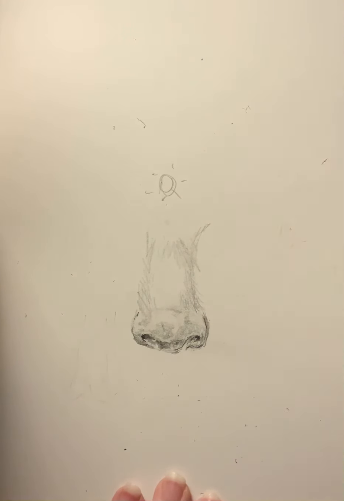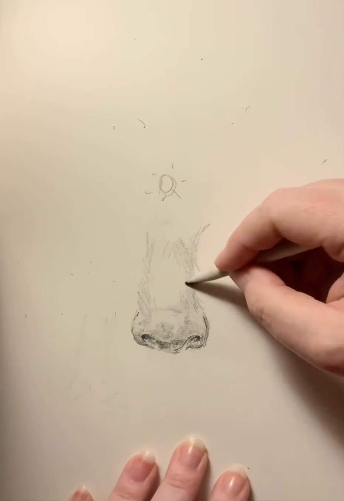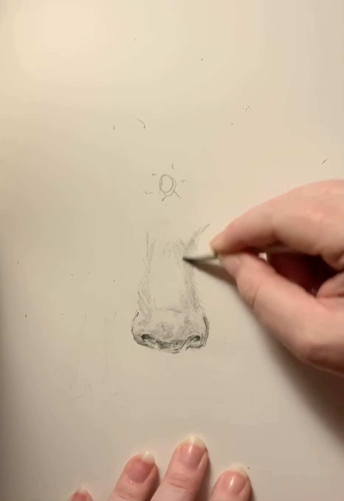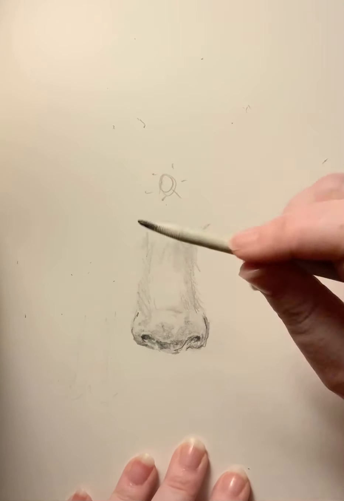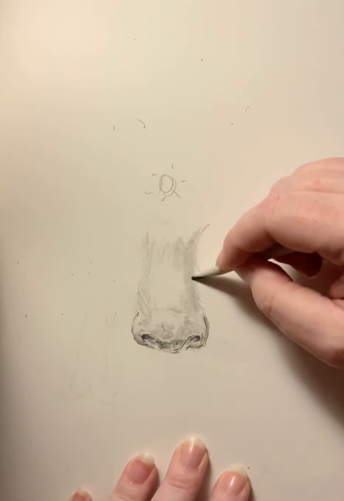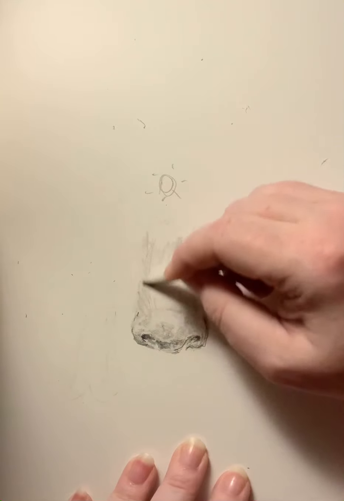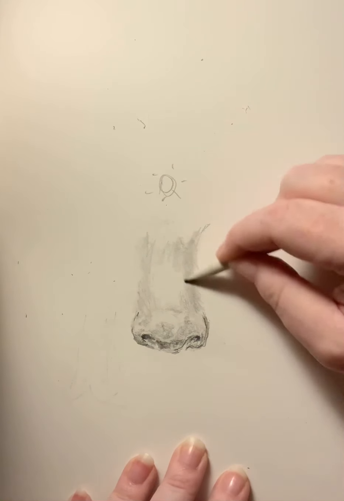Okay. And you know, I think I'm going to use my trusty tortillon with this a little bit and just kind of blend it out. Remember, don't ever use your finger to smudge your drawings when you're using graphite. The oils in your fingers do not mix well with graphite, and it makes it look really dirty and difficult to control.